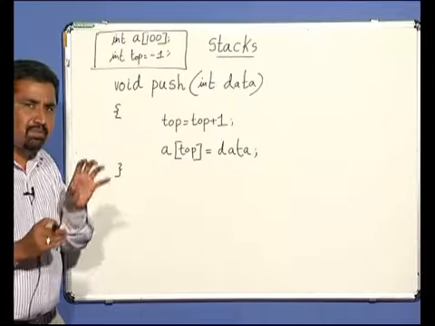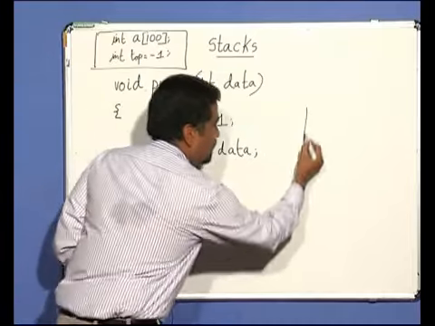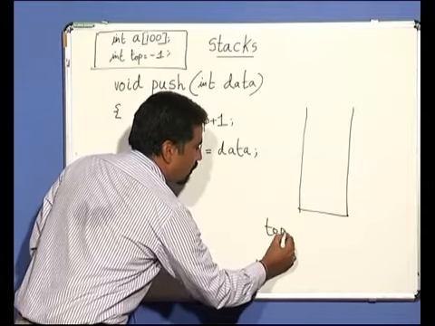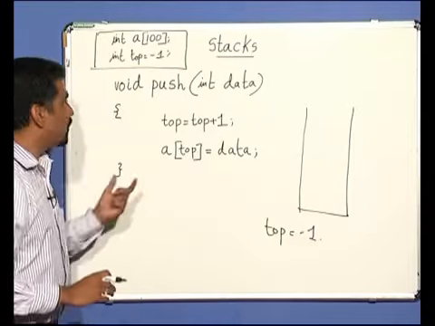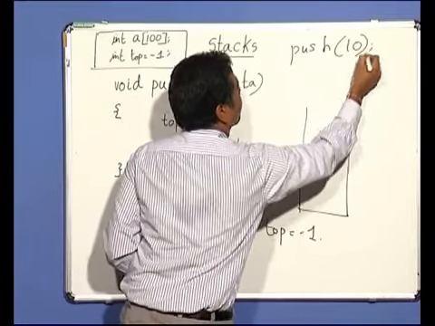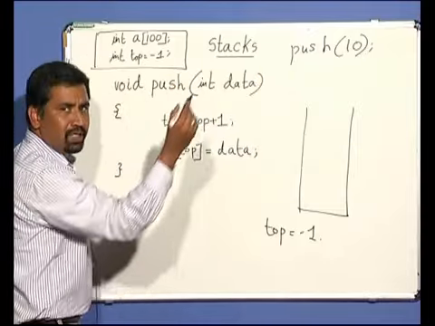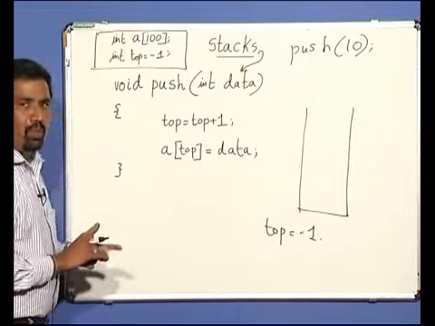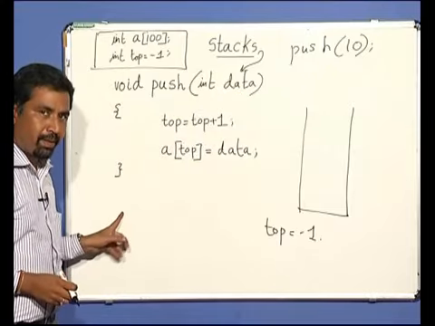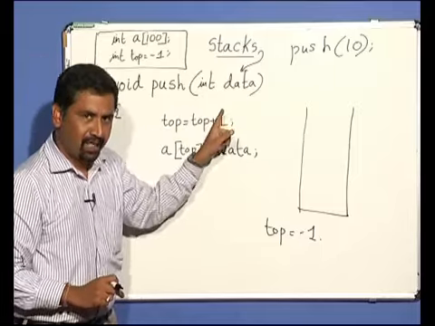Push, as we understand, given a data value, has to push the value onto the stack. Consider currently the stack is empty, top is equal to -1. Now assume that in the main function you have called the function like that, push 10. Now we know that the 10 will be copied into the formal argument data here. This function is called. Just consider what this function will achieve. The value in data is 10 right now.